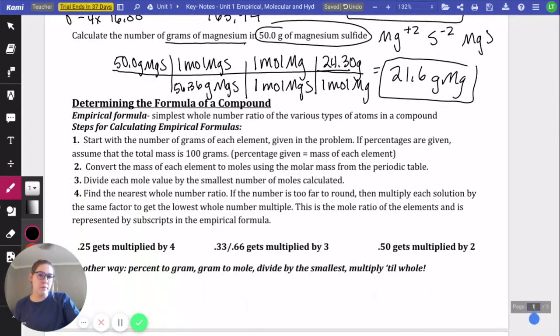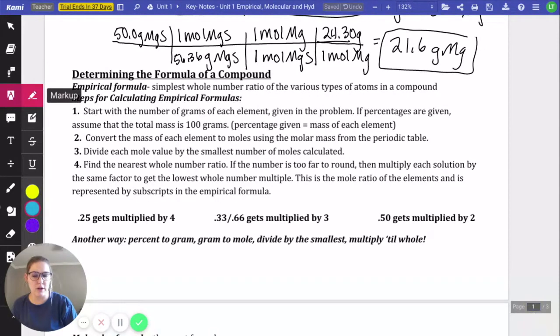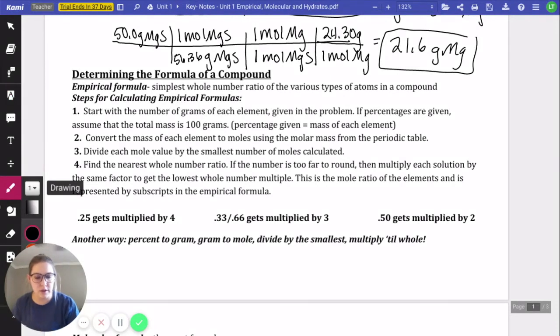Okay, all right. Now then we're going to talk about empirical and molecular formulas. So empirical is the simplest whole number ratio of atoms in a compound. Like if I talk about glucose, for example, glucose is C6H12O6. So the simplest whole number ratio for that, its empirical formula would be C1H2O1. Okay, it's just the simplest whole number ratio.